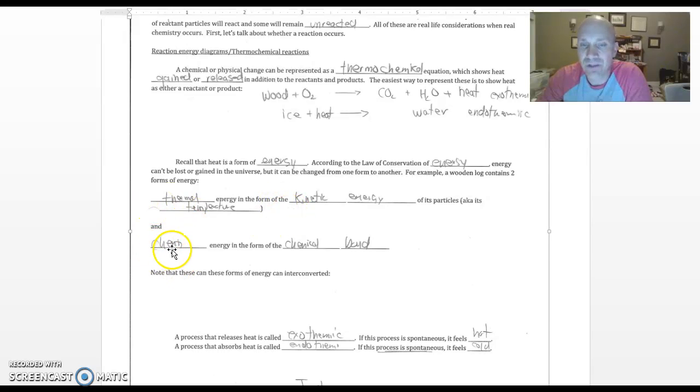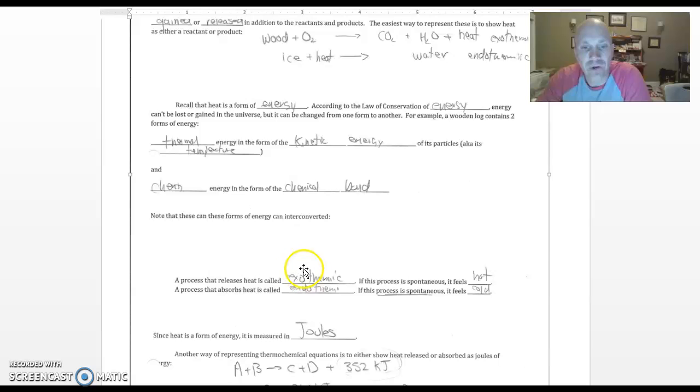Most of the energy in the wood, though, is in what's called its chemical energy. Chemical energy is the energy that you could get out of that wood if you were to do a reaction with it, and the reaction that we often are going to think about is combustion. So where is that energy in the wood? It's in the form of its chemical bonds. These forms of energy can be interconverted. So could we turn chemical energy into thermal energy? Yep, that's what happens when you burn the wood.